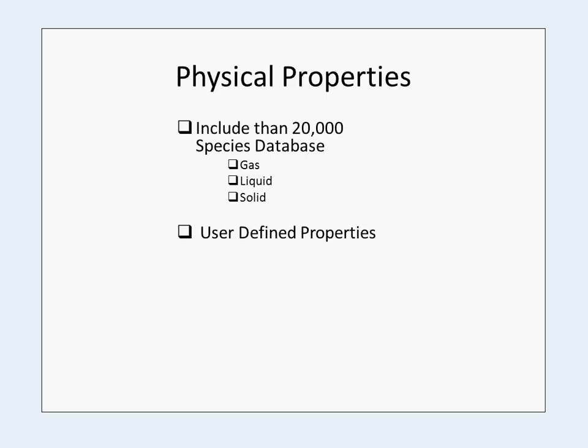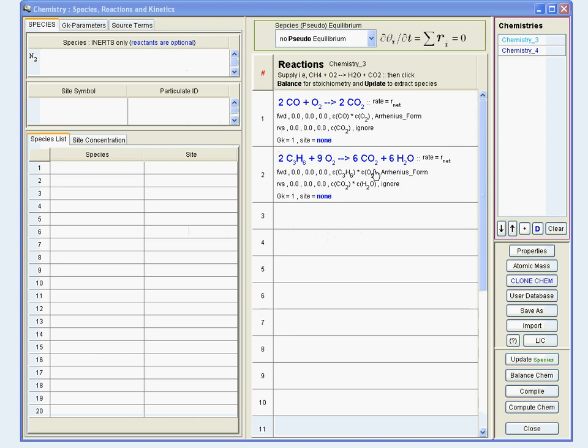CKFLUIDSOFT includes a built-in database that contains more than 20,000 species data, which could be gas, solid, and liquid. So the user may just use it as it is, or he may define his own user-defined properties. So we're going to see how to use it. So let's assume that we have those data already entered or read from a file.